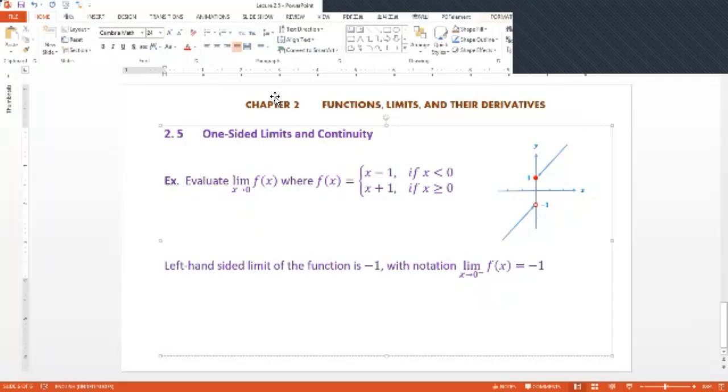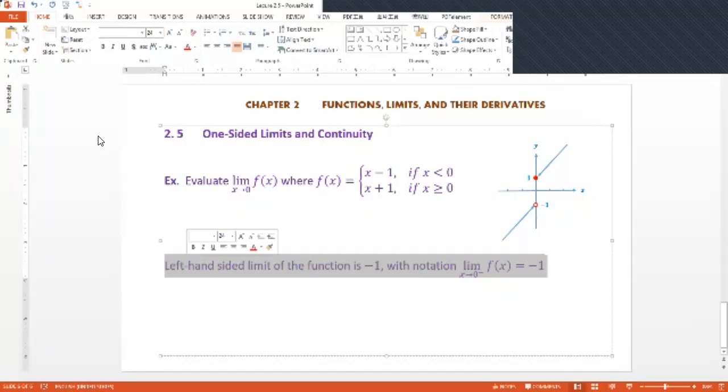And this time, the limit point is the closed point on the upper half plane, and the y-intercept is 1. So when x approaches 0 from the right-hand side, the y value of the function approaches 1. So the right-hand side limit of the function is 1. And with notation x approaches 0 plus, equals positive 1.